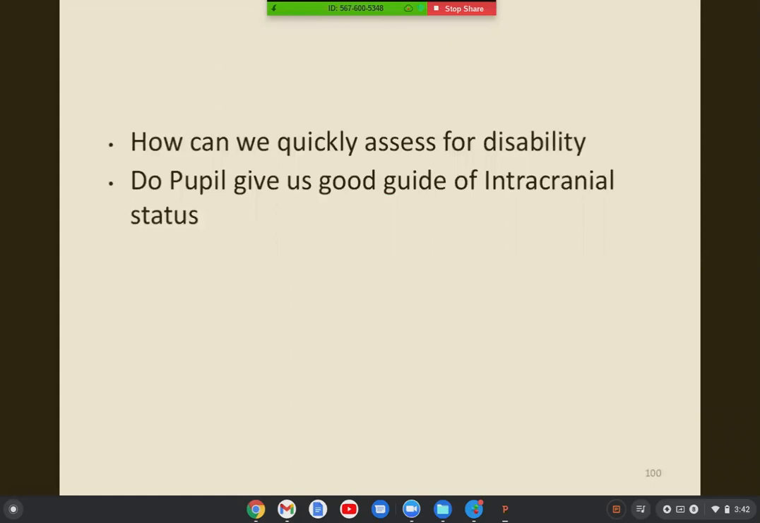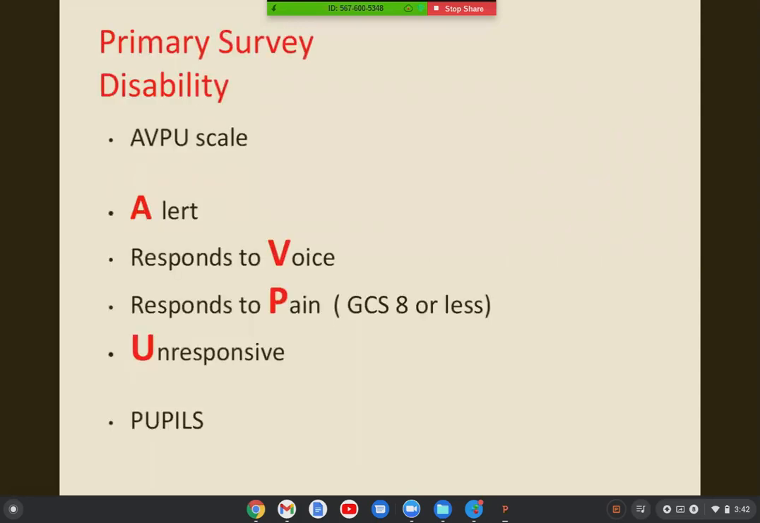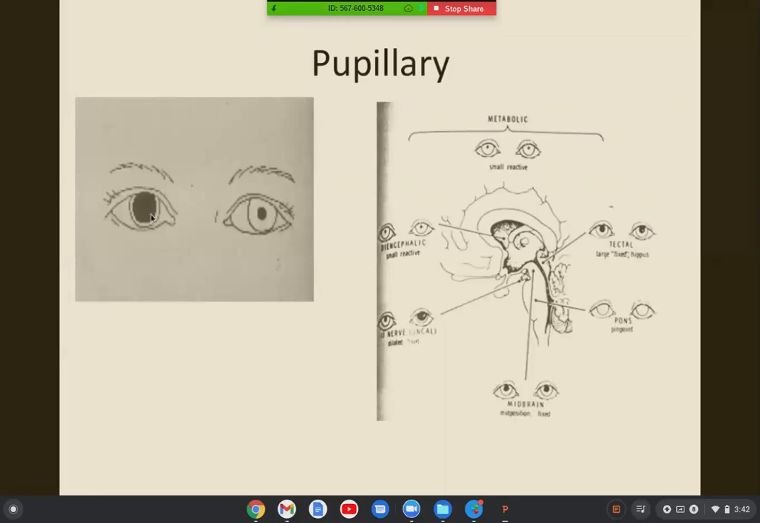How can we quickly assess for disability? Pupils, yes, they are a very good guide for intracranial stability. The AVPU scale is very useful in a trauma patient. That is, the child is alert. If he is responding to voice, then V. Response to pain with GCS 8 or less is P. And if the child is completely unresponsive, U. Pupils, yes. Blown out pupil on one side with a normal reactive pupil on the other, you are dealing with intracranial trauma. Traumatic brain injury leading to intracranial pressure increment with blood as EDH, SDH or subarachnoid hemorrhage.